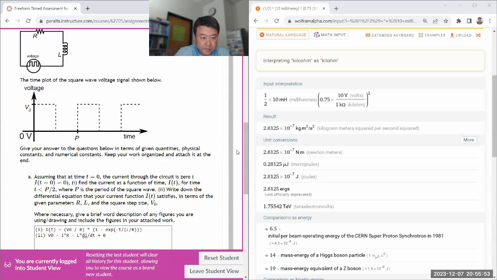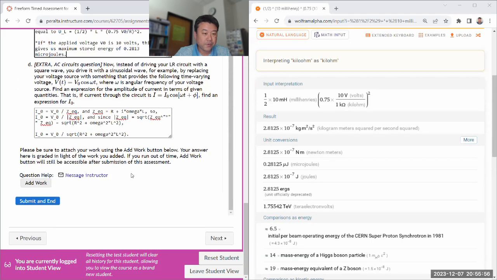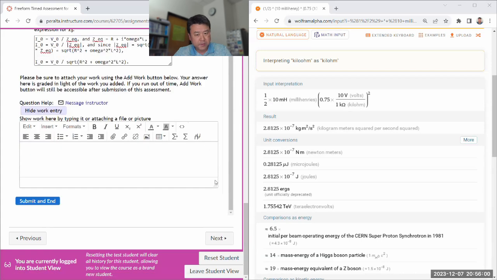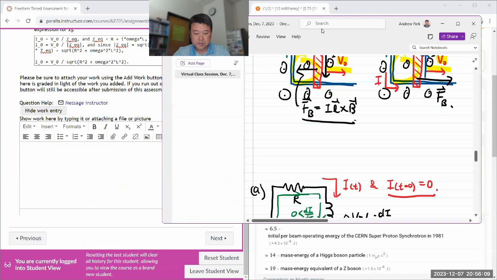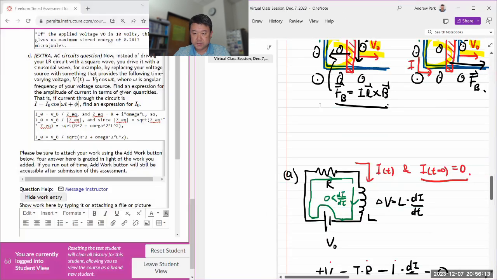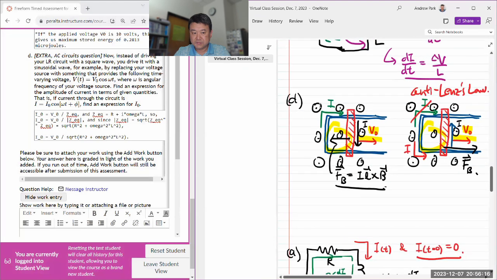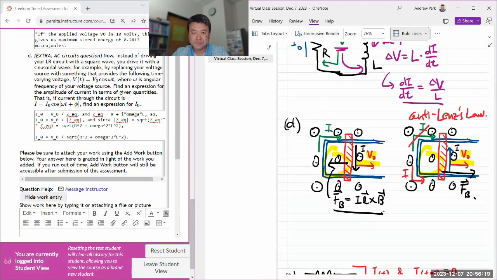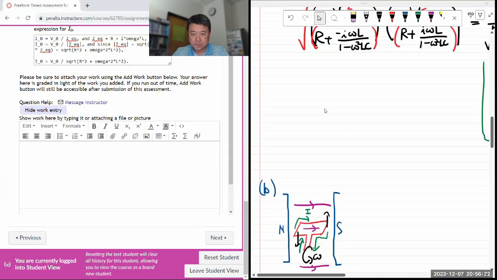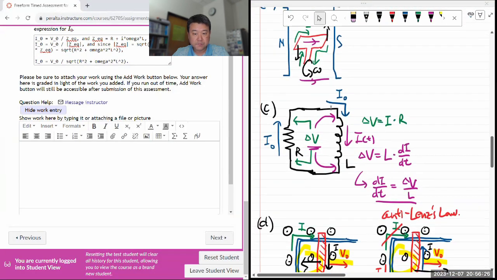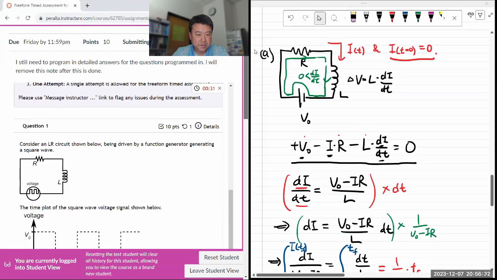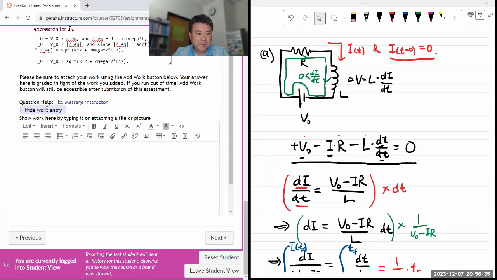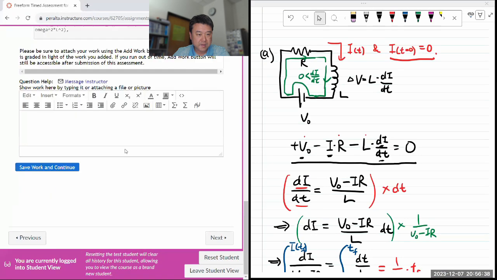We have 1 minute remaining. I put in everything. It's not auto-graded, so it doesn't matter. I think 1 minute will be enough time for me to add work, so let me add work. I need my OneNote. Let me dock it the way it's meant to be. Okay, this is where I started. I don't think I'll have time to finish entering work. Let me submit and then add work.